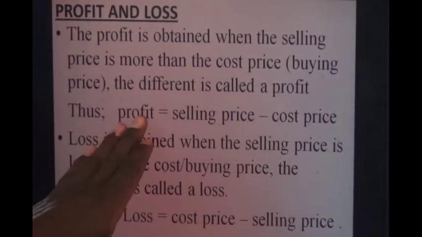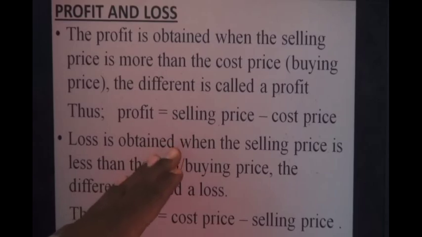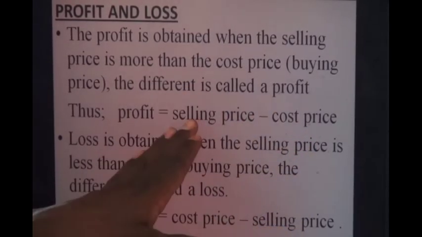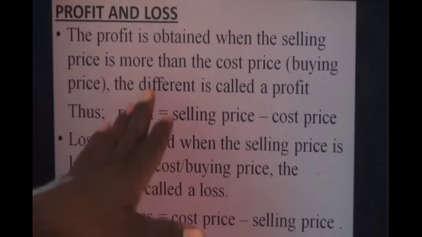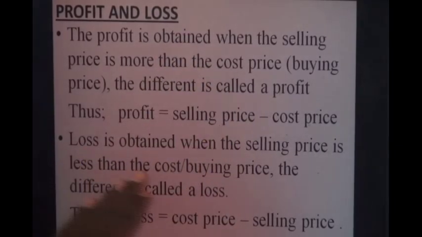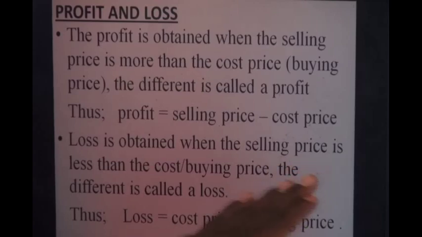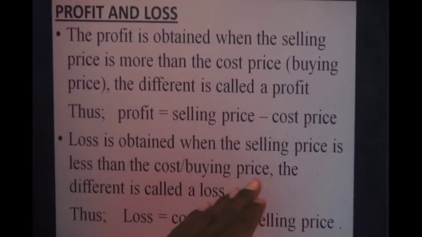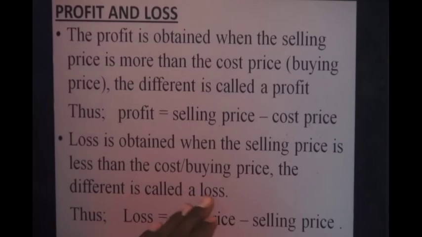that is called profit. But if it is negative, when you have taken selling price minus cost price and you found it is negative, that is a loss. Therefore, negative indicates a loss. And therefore, loss is obtained when the selling price is less than the cost or buying price. The difference is called a loss.